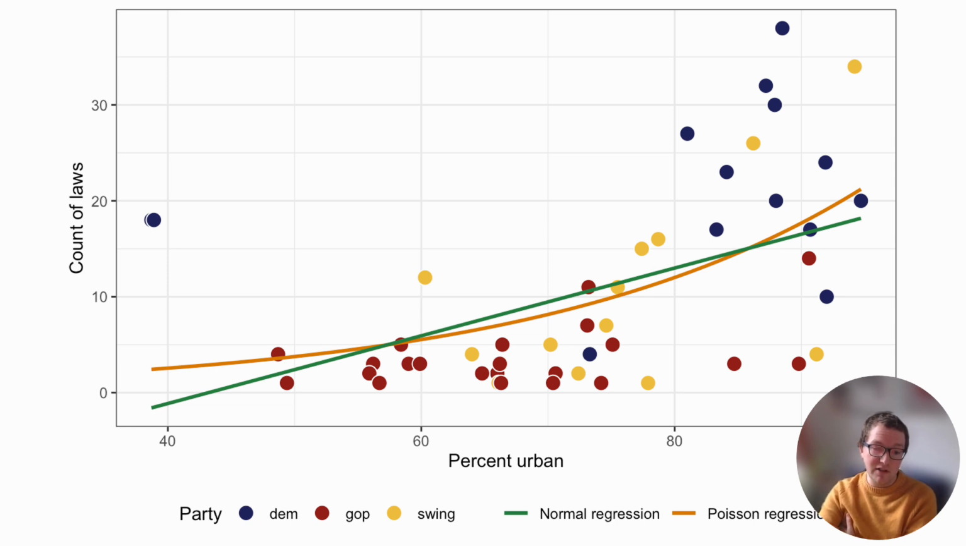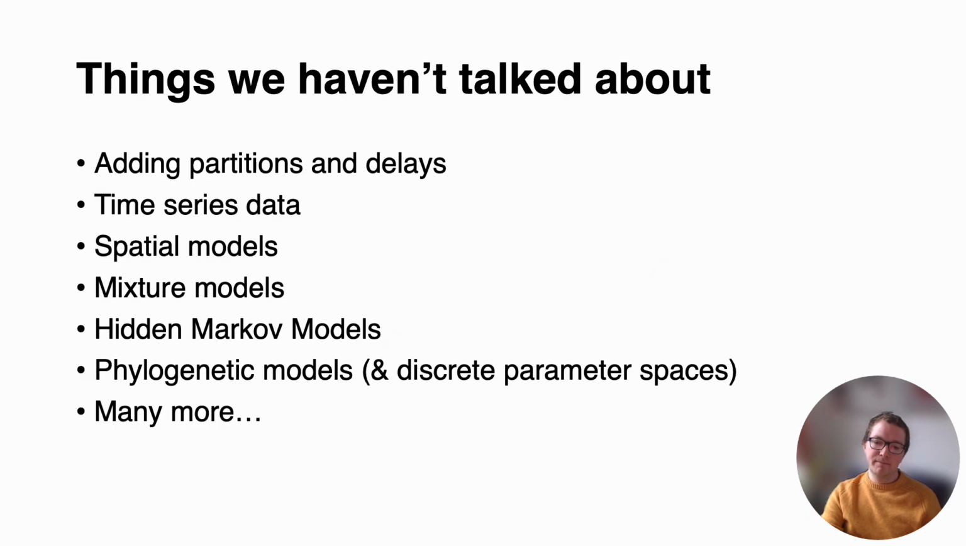So the standard regression here sort of goes wrong and gives you predictions of minus laws, whereas the Poisson regression, well, first of all, it fits the data better, but it gives us sensible predictions. So there are packages in R, for example, that let you do Poisson regression, but it's much easier to do these kinds of changes in a language like Stan. And there's lots of documentation online of how to do that.